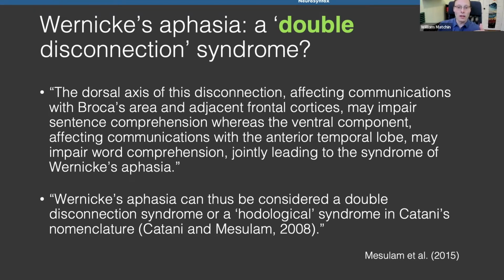And then likewise, for word comprehension, they suggest that the anterior temporal lobe is really the critical area for word comprehension, but that a stroke to Wernicke's area may cut off the anterior temporal lobe from other areas, leading to the word comprehension deficits, right? So what they really think is that there are two disconnection features in Wernicke's aphasia. Well, this is where we get the term double disconnection.